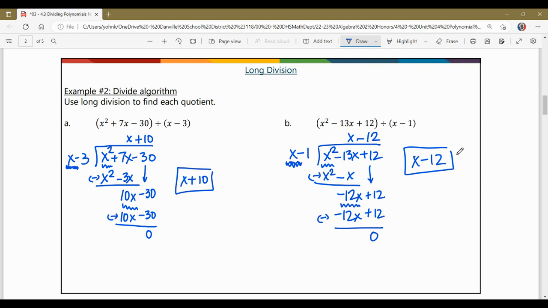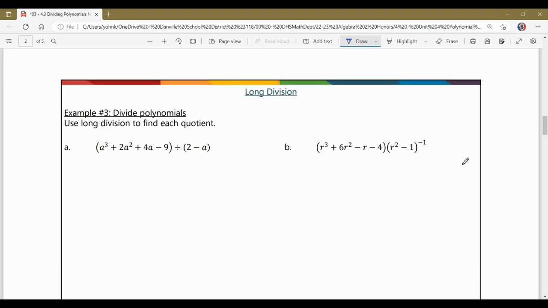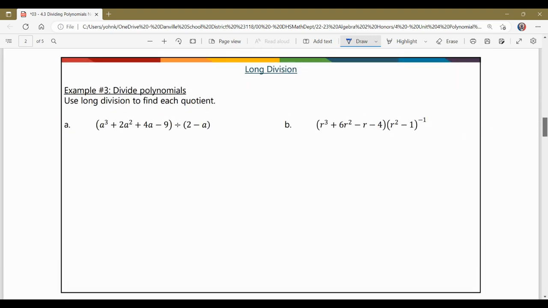All right, let's get a little more exciting. So notice this time in letter A, we have a polynomial divided by a binomial, but notice that the order of the binomial is kind of mixed up. I strongly encourage you to rearrange it and say negative a plus 2. It will be a lot easier to divide if you have the values of the polynomial in descending order. So I'm going to write my a cubed plus 2a squared plus 4a minus 9. And I'm going to divide by negative a plus 2.